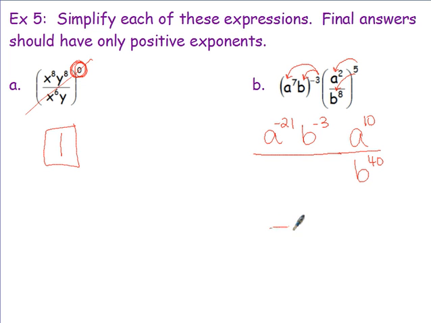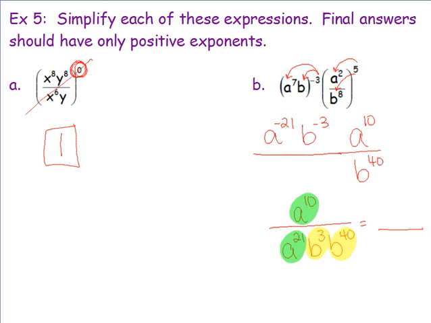No. New bar. This guy, sad, going to the bottom to become happy. This guy, sad, going to the bottom to become happy. That guy's happy, leave him on the top. And this guy is also happy, but leave him on the bottom. We got some like terms to combine. We got these A's right there. And we also have these B's right there.